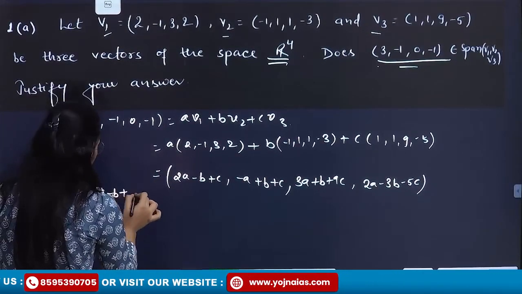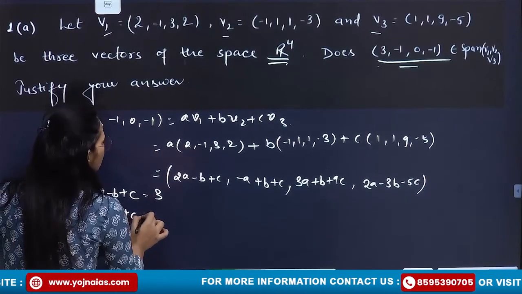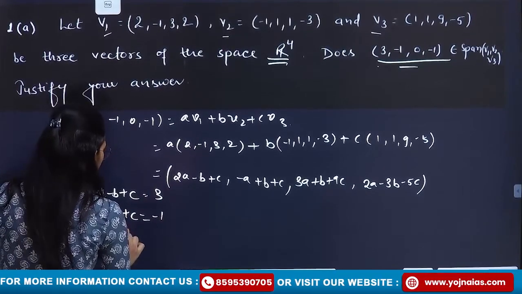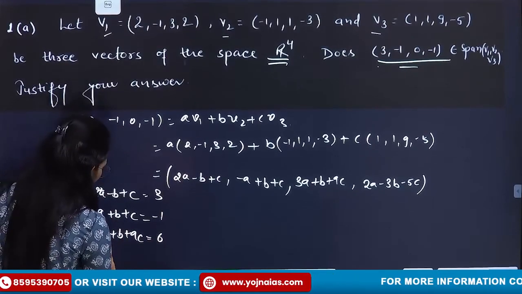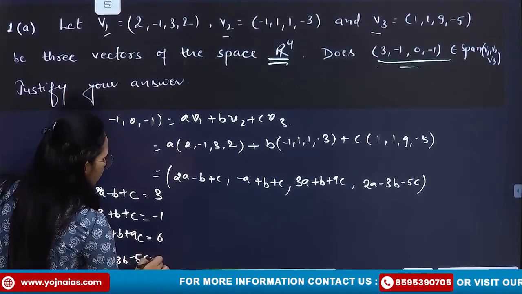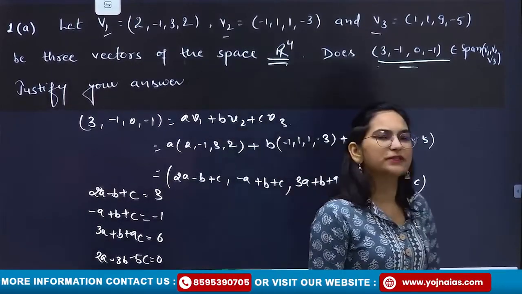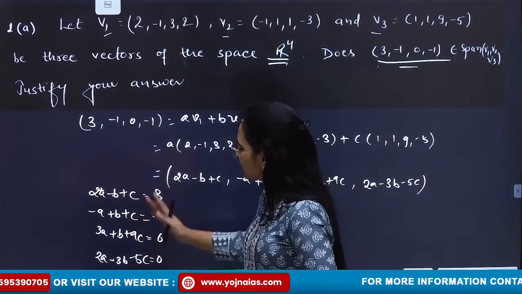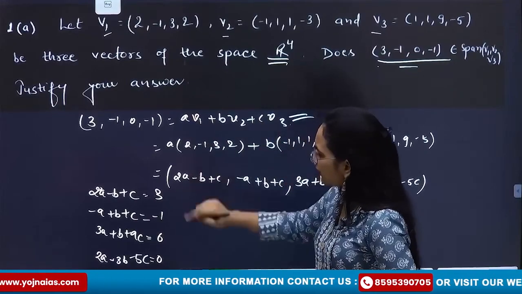These equations are 2A minus B plus C, then minus A plus B, equal to minus 1, then 3A plus B plus 9, and the last one is minus 5C. Using any three equations, you can find the three variables A, B, C. After finding these variables, A, B, C must satisfy the fourth equation. So we will find out A, B, and C.